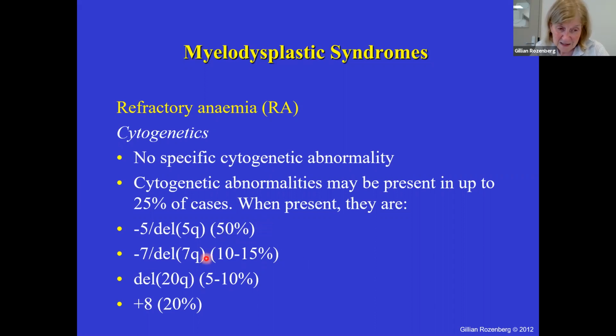50% of cases. The next one is minus chromosome 7 and deletion of chromosome 7 in about 10 to 15% of cases. Deletion of chromosome 20, 22 in 5 to 10% of cases, and a plus chromosome 8 in about 20% of cases.